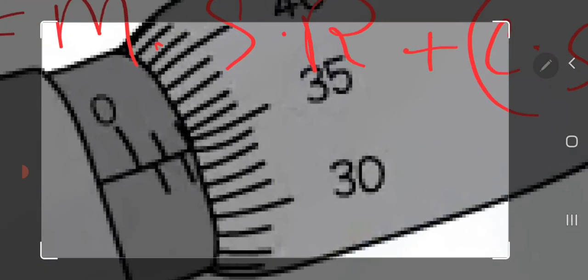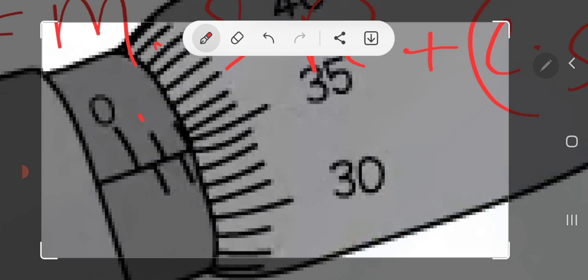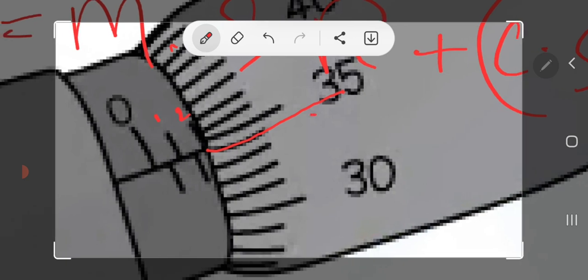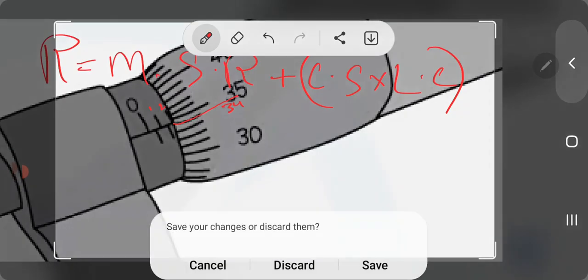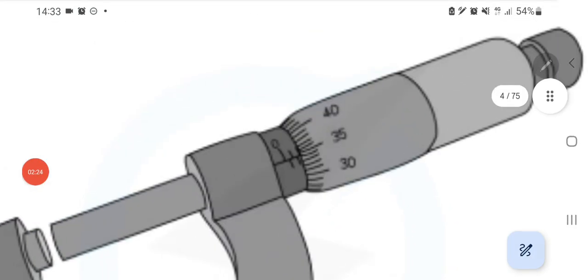And the main scale reading is very clear, 0.51, and this one is 2. And the circular scale reading is how much? You can see this is the circular scale reading. I think it is 34. So by using the values and the least count 0.01 millimeter, you can easily calculate the reading by using the micrometer.